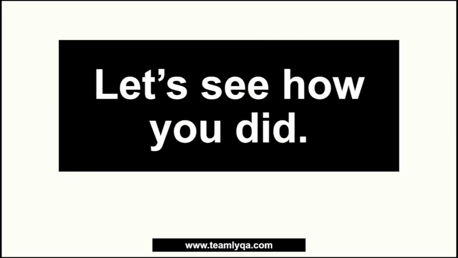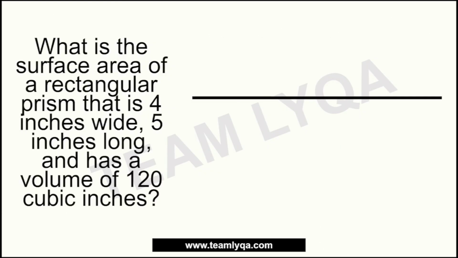Alright, let's see how you did, okay? So sabi dito, what is the surface area of a rectangular prism that is 4 inches wide, 5 inches long, and has a volume of 120 cubic inches? So right off the bat, you would notice, binigay sa yung volume, which is 120 cubic inches. Binigay sa iyo yung width, yung length, pero hindi binigay yung height. So nawawala yung height. Yun yung una nating point of order, yun hinahanap natin muna. Hanapin muna natin kung ano yung height. Kasi kung alam mo na yung height, madali na isolve yung surface area.